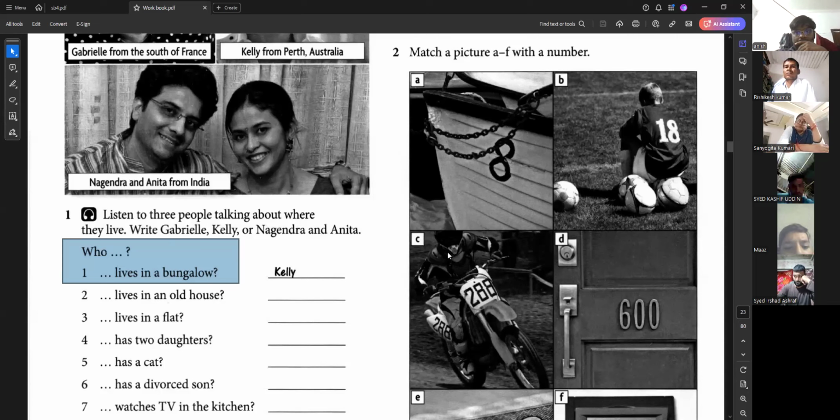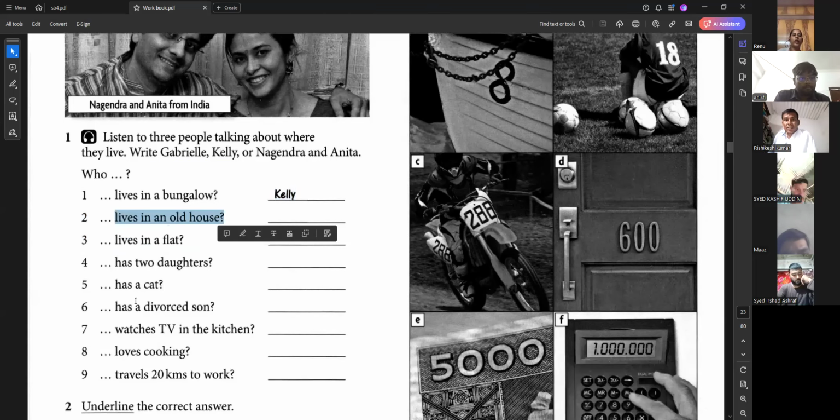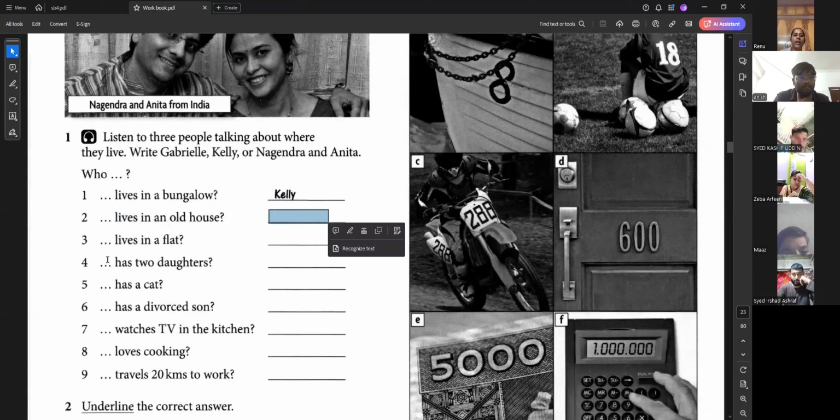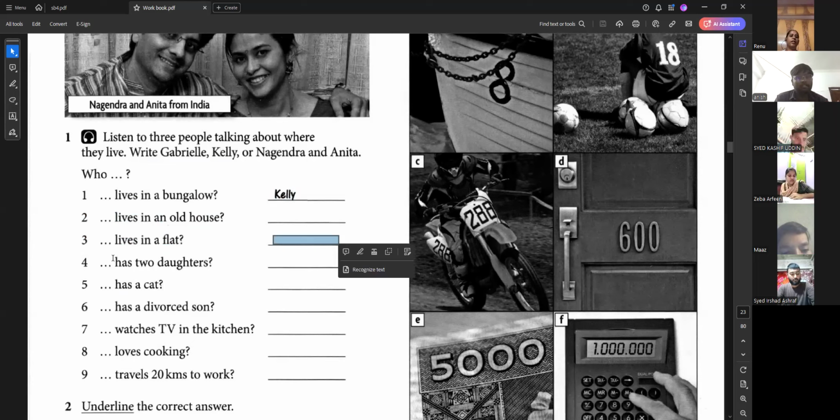Now, who lives in a bungalow? Kelly. Kelly lives in a bungalow. Who lives in an old house? Gabriel. Who lives in a flat? Nagendra and Anita. Nagendra and Anita live in a flat.